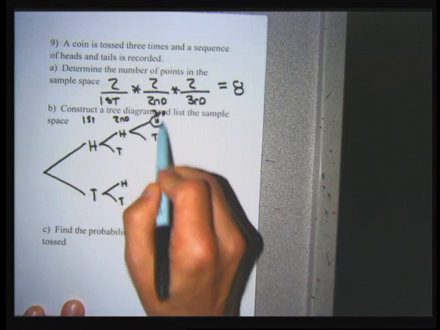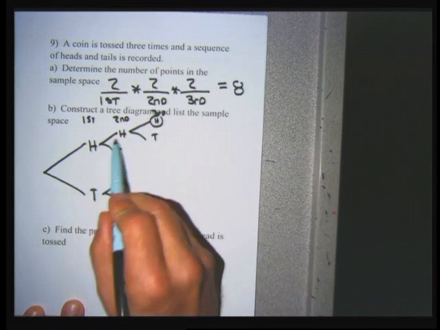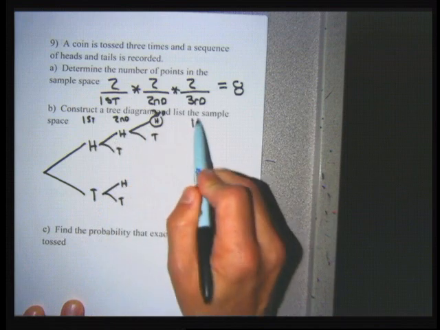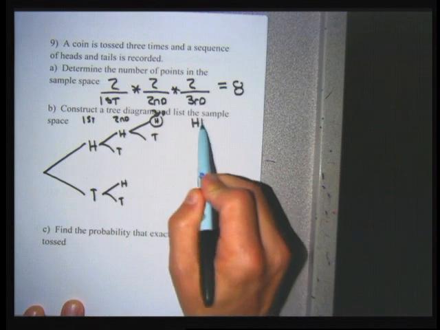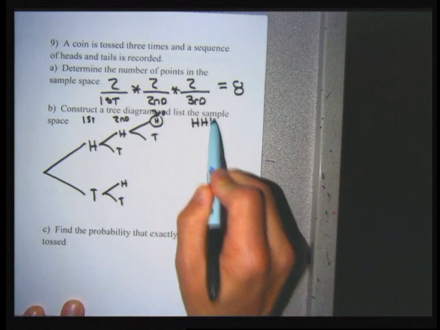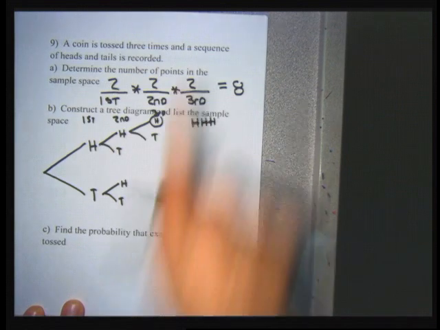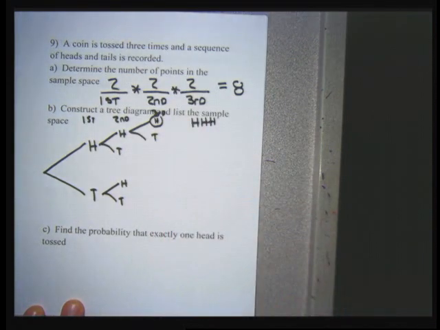To get to this head right here, you would have had to get a head first, a head second, and a head third. So the first item I'm going to write in my sample space is head, head, head. I didn't take the time to write it in set notation. Last time I just listed it out here, and this time I'll write it a little bit nicer, like you might want to write it on a test, I guess.